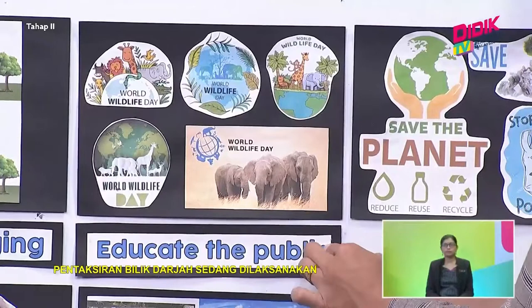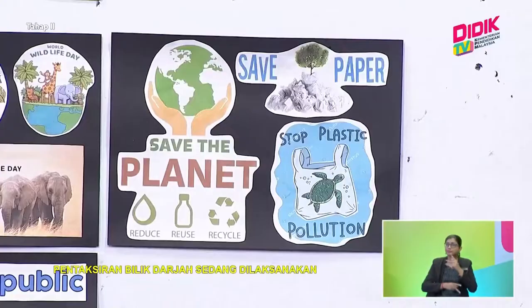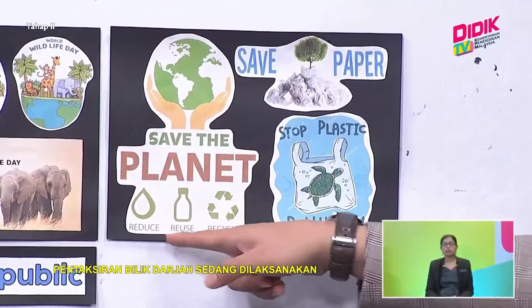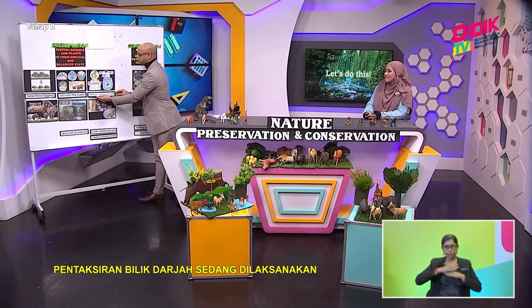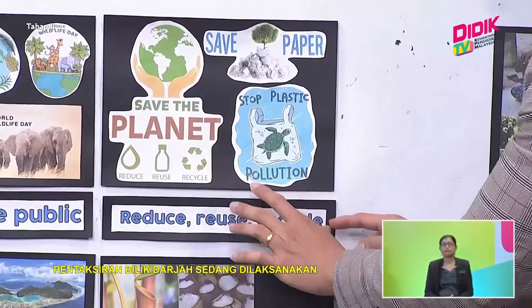Okay. Next one we have is save the planet, save paper, stop plastic pollution. I see there's this one over here, reduce, reuse, recycle. So I think that's a really big clue. I think that's true as well, when we use less plastics or we don't use plastics altogether, like recyclable or reusable bags. Yes, correct. Okay. So that's that.